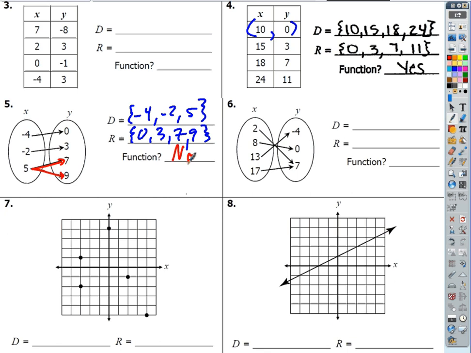What about this one over here? Would you agree the domain in order is just 2, 8, 13, 17?